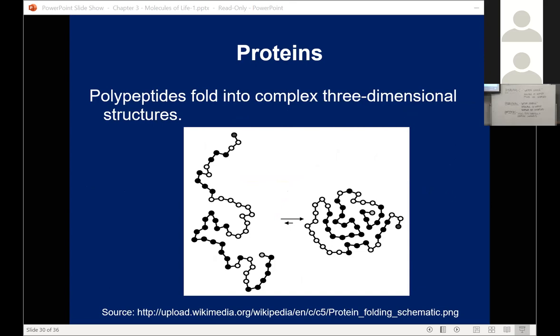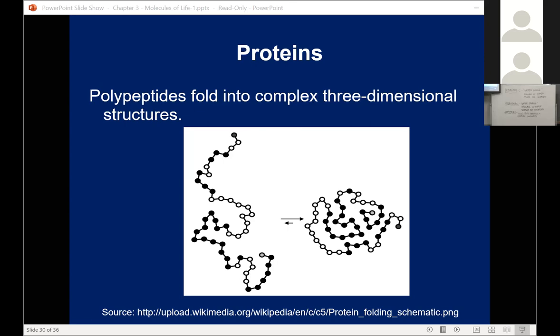Okay, so polypeptide chains or chains of amino acids linked together by peptide bonds can fold into complex three-dimensional structures. Okay? And this is going to be largely determined by the sequence of amino acids. So looking at this figure below, each of the black dots, so these sort of beads on a chain represent amino acids joined together by peptide bonds. Okay. The black dots represent hydrophobic amino acids, and the white dots represent hydrophilic amino acids.